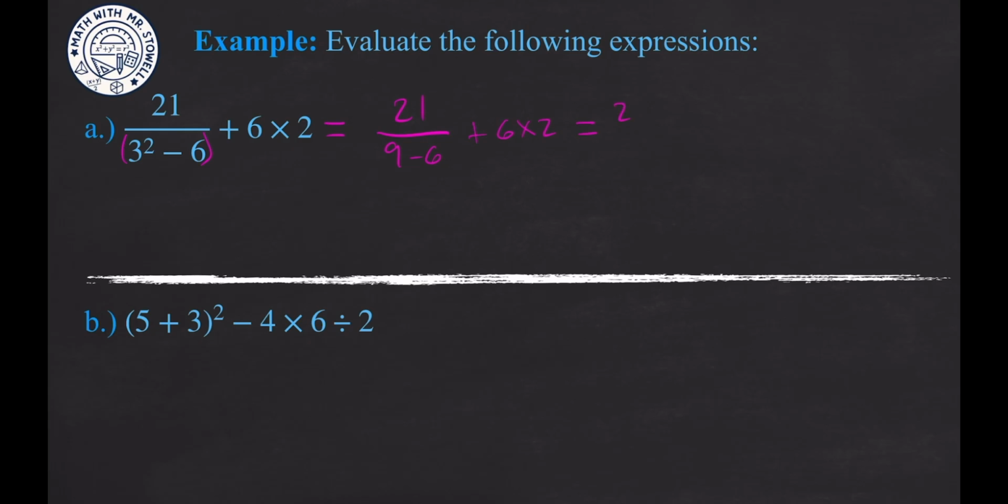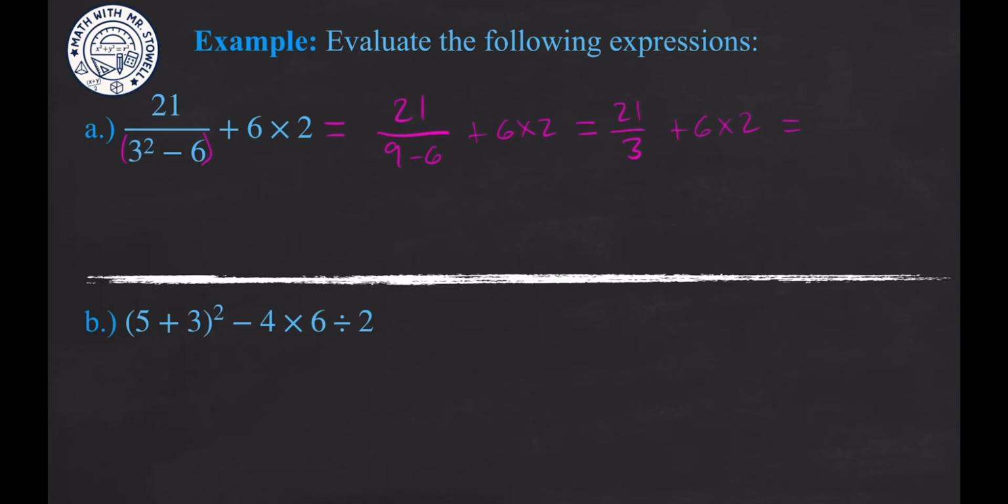Finish up with simplifying the denominator. So 21 divided by 9 minus 6 is 3. And then this plus 6 times 2. We said with PEMDAS, we do whichever one comes first. If division comes first from left to right, we do that first. If multiplication comes first, we do that first.